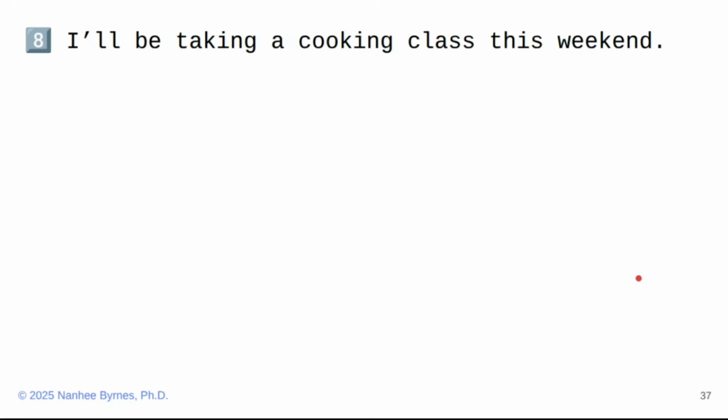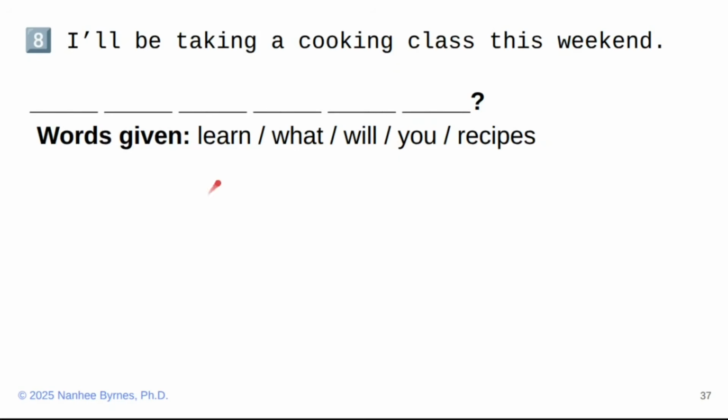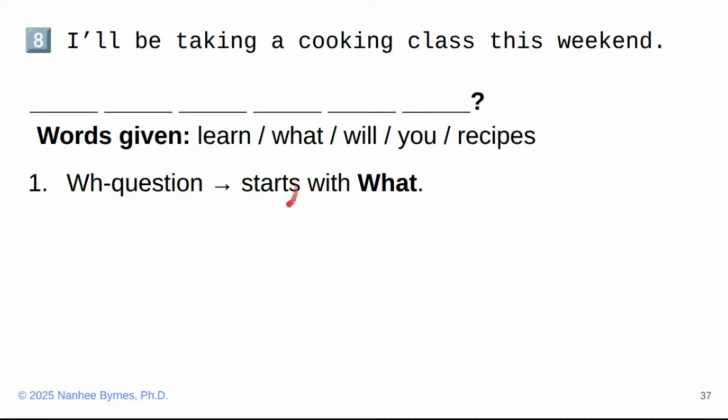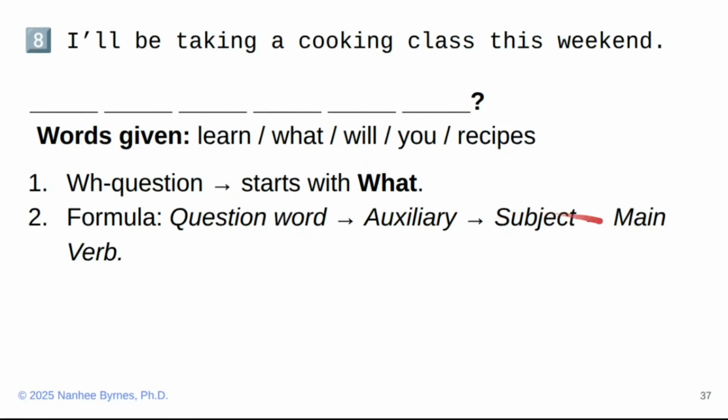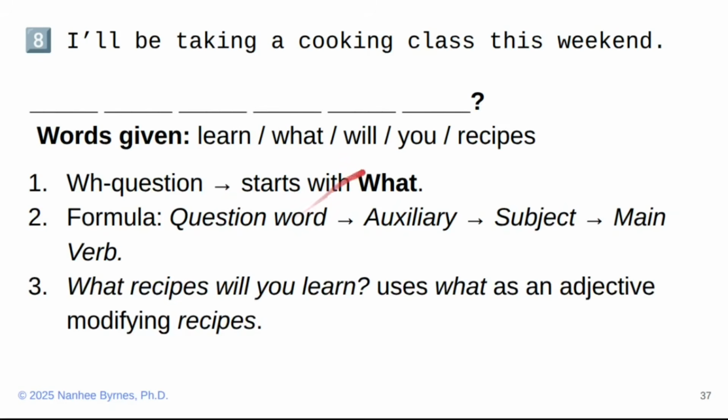8. I'll be taking a cooking class this weekend. Words given: learn, what, will, you, recipes. This is a WH question. We start with "what," then follow the order of auxiliary, subject, main verb. If we try to use "what" as a pronoun for the object, there would be no place for "recipes." Instead, "what" functions as an adjective, "what recipes," then followed by auxiliary, subject, verb. What recipes will you learn?